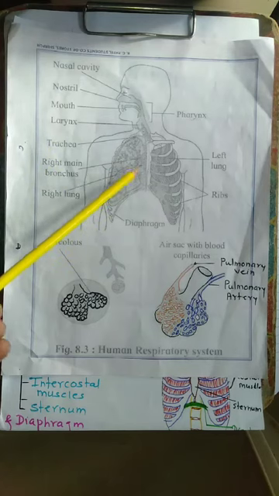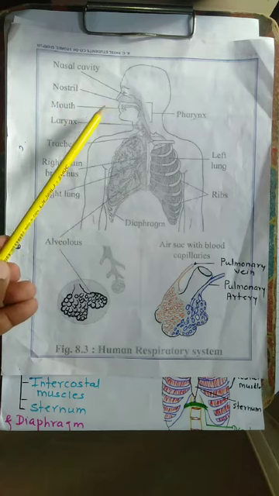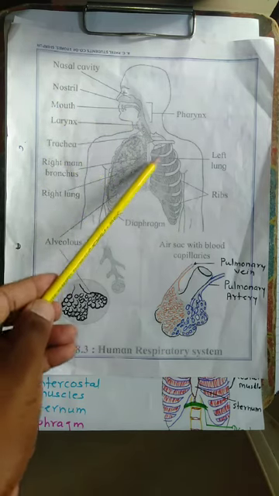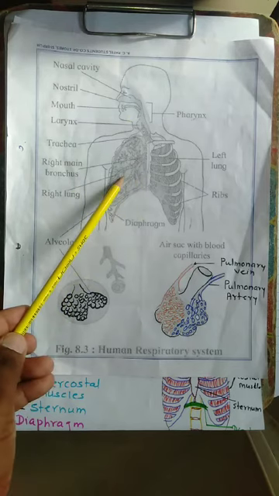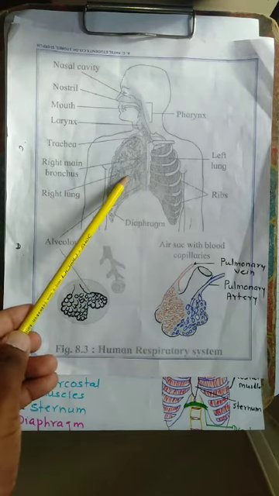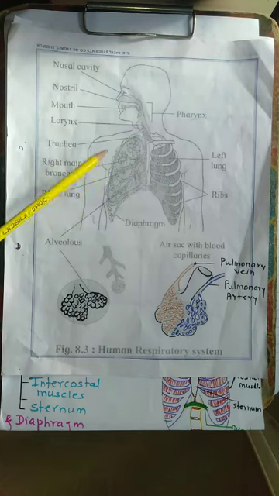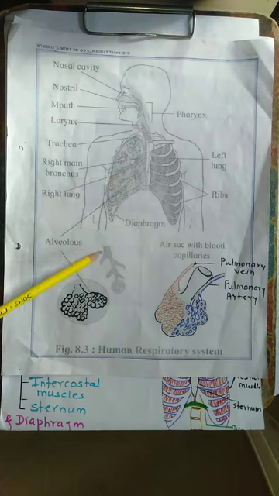The lungs are called respiratory organs of humans because in human beings the exchange of gases, oxygen and carbon dioxide, takes place with the help of lungs. Therefore, lungs are called respiratory organs. The right lung is divided into three lobes, the left lung into two lobes, and each lobe consists of bronchioles. These tiny branches are called bronchioles.